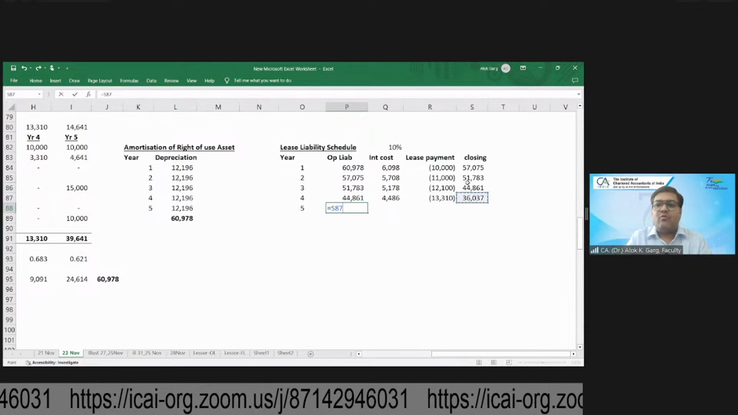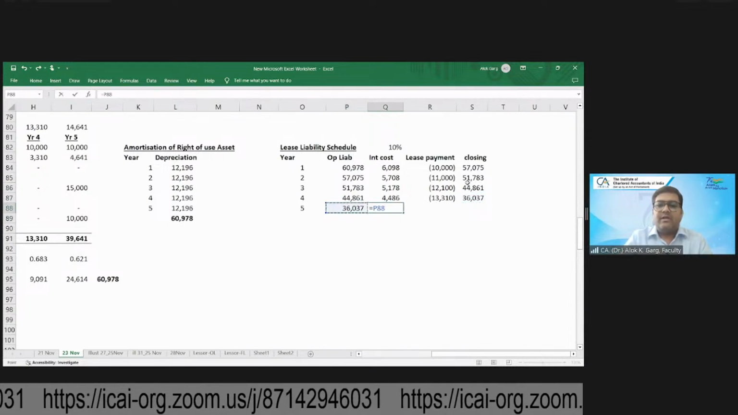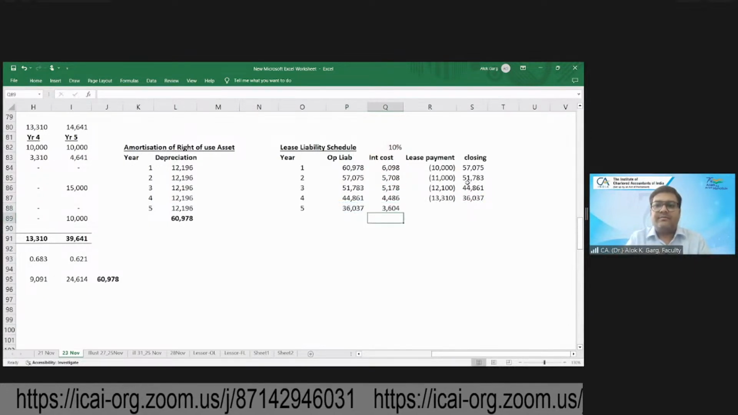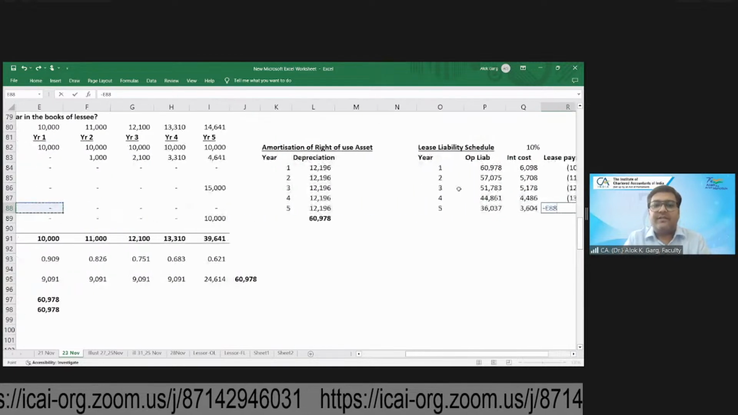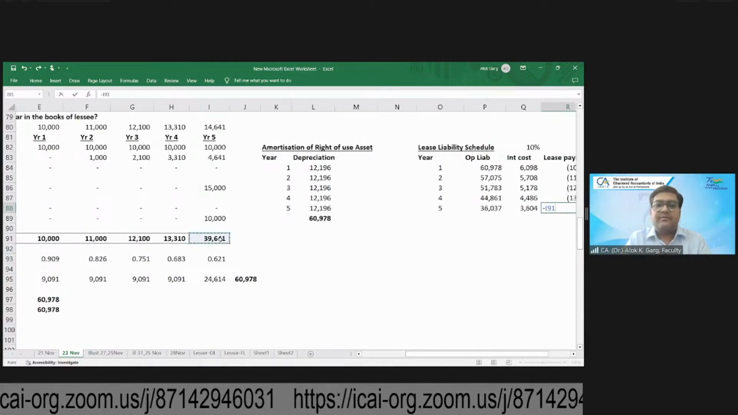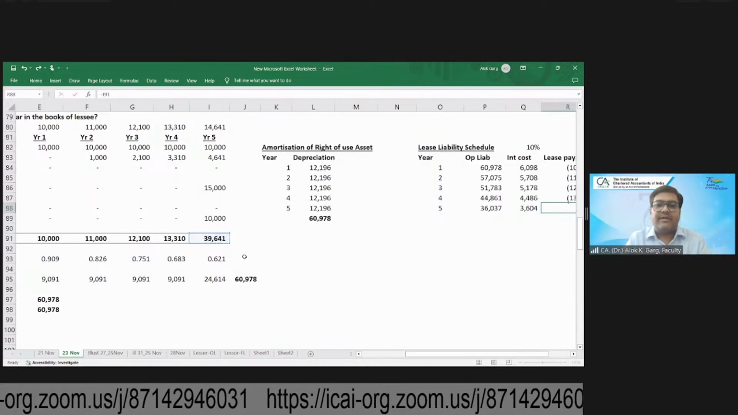Then my fifth year opening liability is 36,000. I'll charge interest at 10%. What is my total lease payment, Viraj, at the end of the fifth year? What is my total lease payment? 39,3641, right?